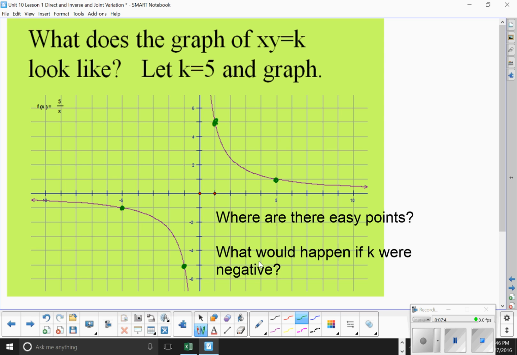What would happen if k were negative? Well, what would happen? Think about it. You can't have that, can you?